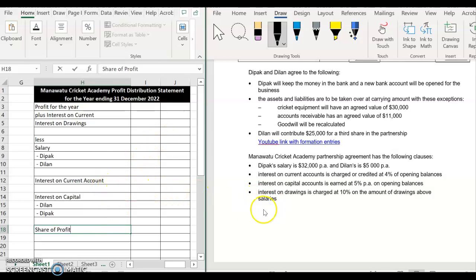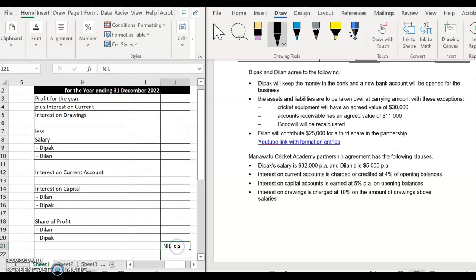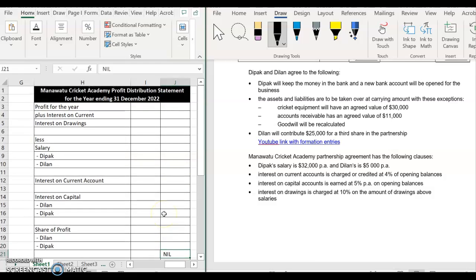So let's start from the top. So we've got the profit for the year. Actually, let's just chuck in Dylan and Deepak there. Right, so the profit of the year. So this is the order. So you really must know this order. It's a profit of the year plus those penalties to the partners, and then what we distribute to them. The last thing, actually, before we carry on, I just want you to type nil there, or write that in, because it has to end up with a zero balance.